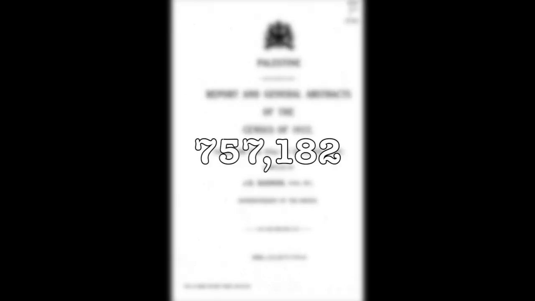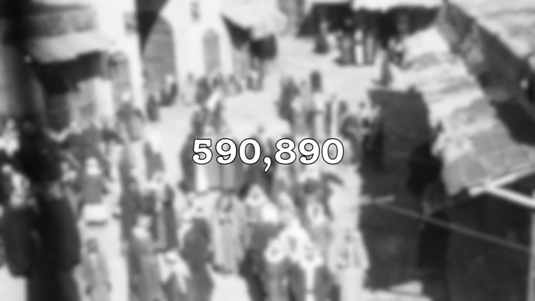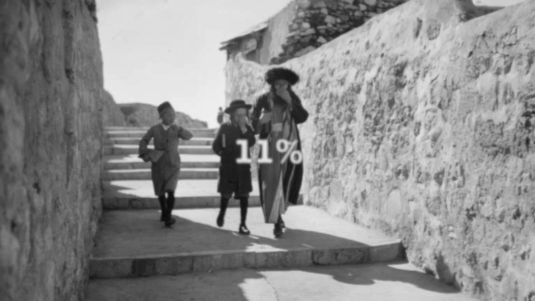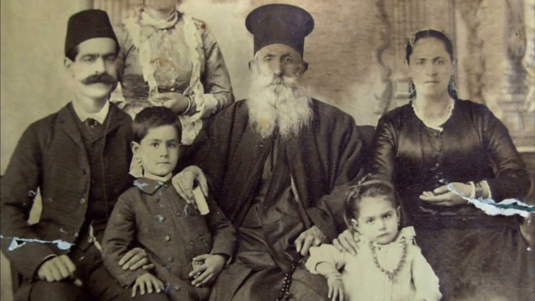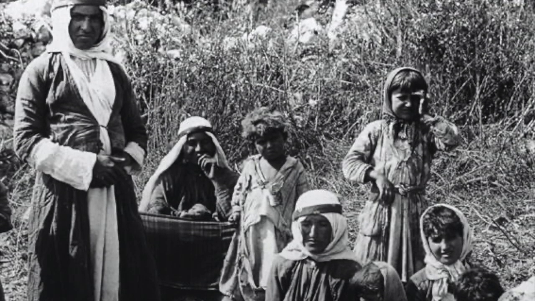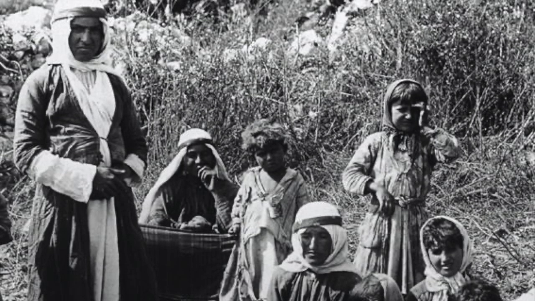Amongst the reported population of 757,182, the religious demographics of the territory consisted of 590,890 Muslims, or 78% of the population, 83,794 Jews, or 11% of the population, 73,024 Christians, or 9.6% of the population, 7,028 Druze, or 1% of the population, and a population of 992 consisting of various other religious groups of smaller numbers.